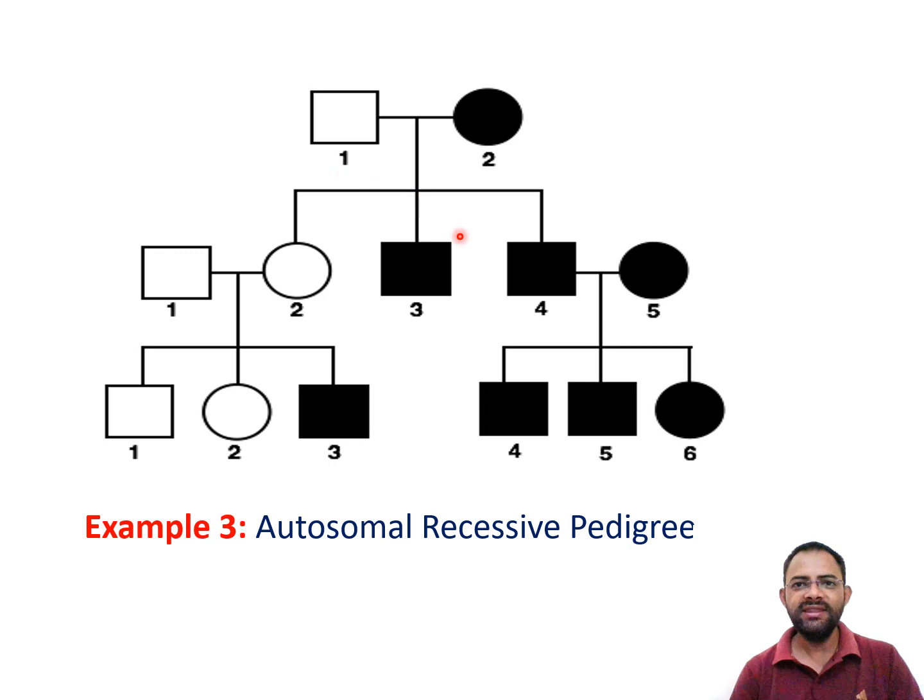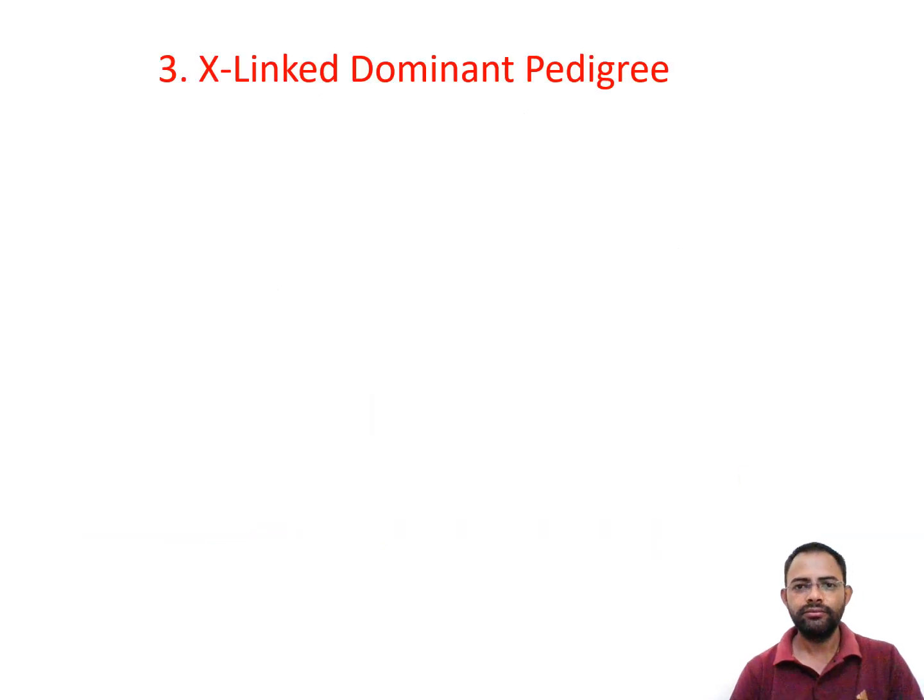Now look at the next example of the autosomal recessive pedigree. Here in this section, unaffected parents have affected children. One child is affected. And in this section, both the parents are affected, having all affected children, which again confirms an autosomal recessive pedigree.